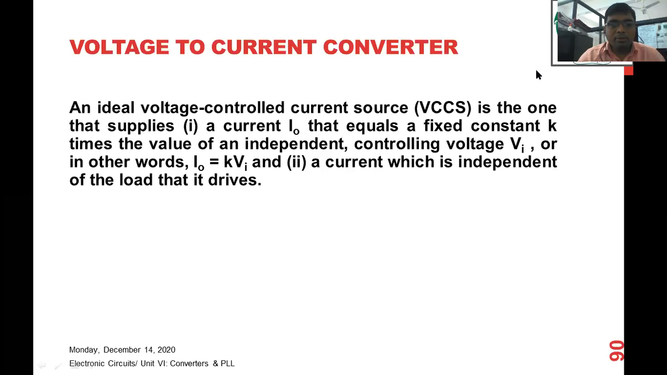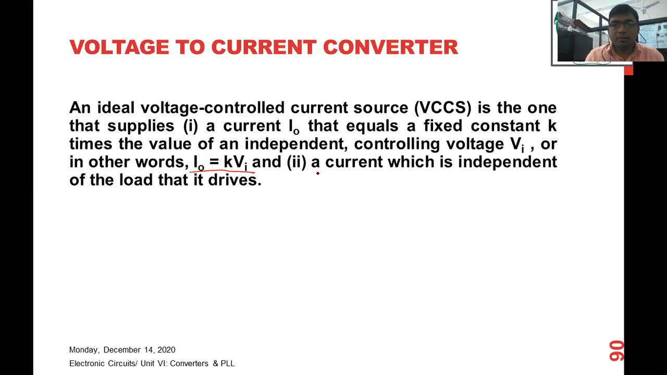So here we have to see that an ideal voltage controlled current source is one that supplies a current I naught that equals a fixed constant K times the value of the independent controlling voltage Vi, or in other words you can say I naught is equal to K times input voltage. Means voltage to current converter is what? Your output current is proportional to, or depending upon, the input voltage.